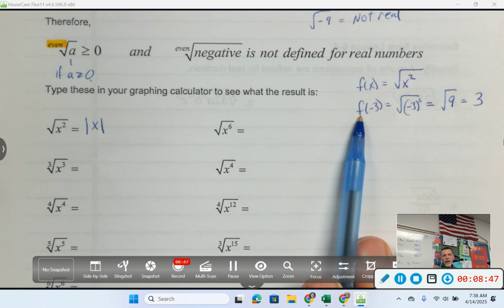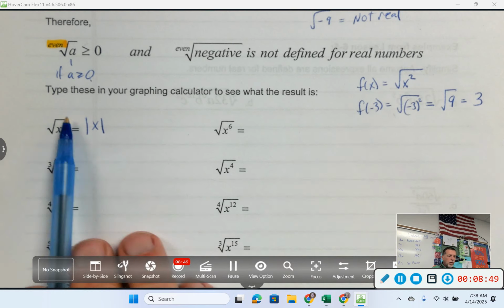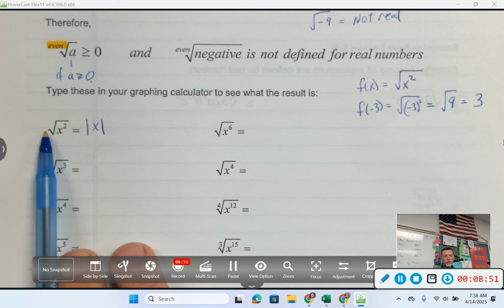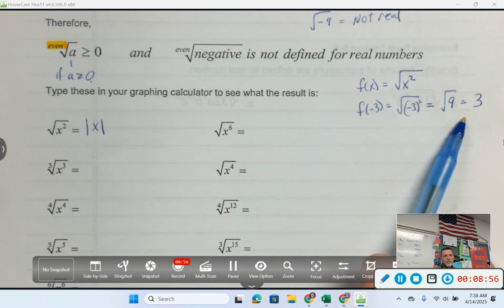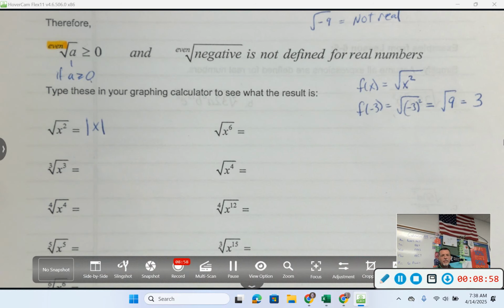So if I put in a negative input, the squaring makes it positive. The square rooting doesn't change that. And so if I put in a negative, I get back a positive. Well, that sounds like absolute value.